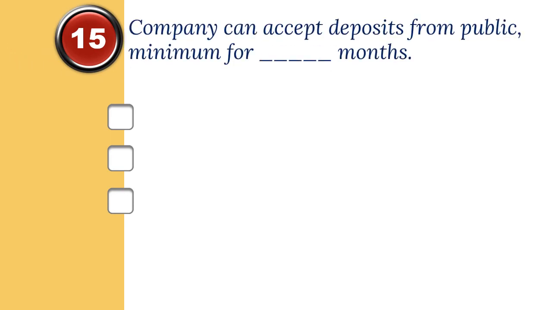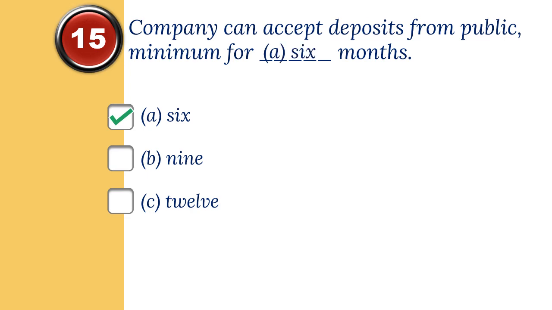15. Company can accept deposits from public, minimum for dash months. The options are A. 6, B. 9, C. 12. And the correct option is A. 6.